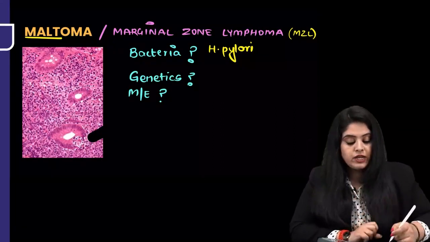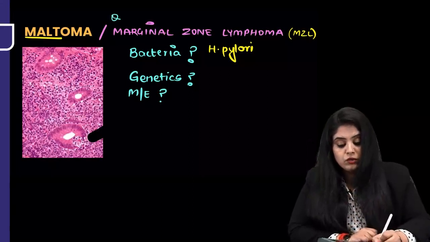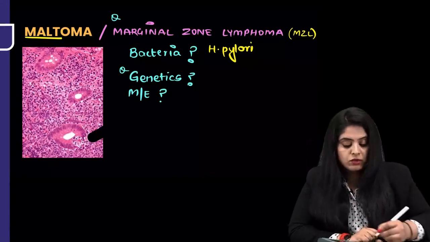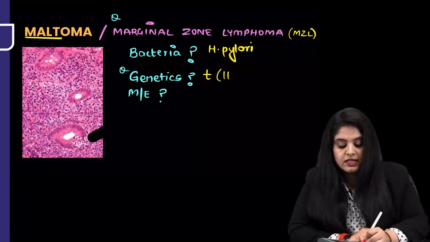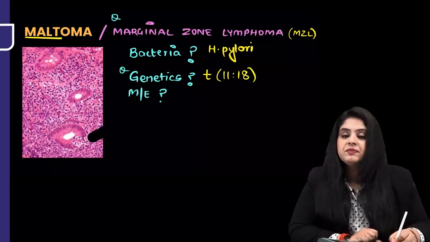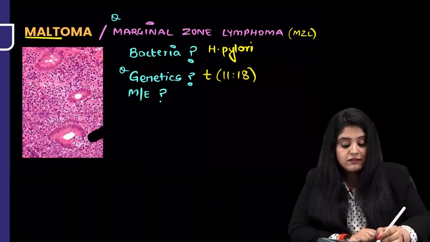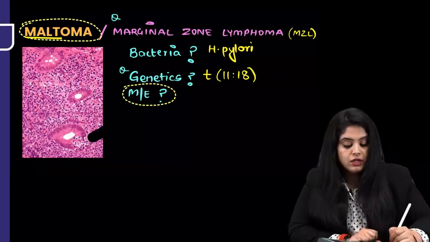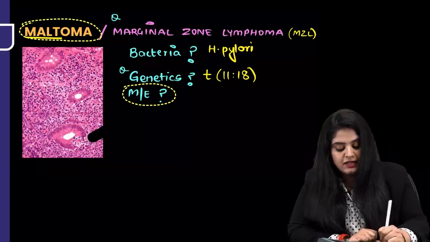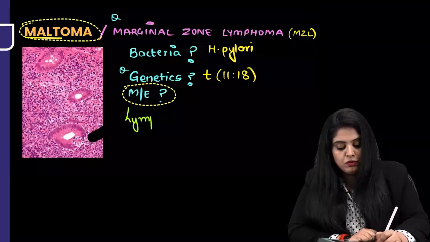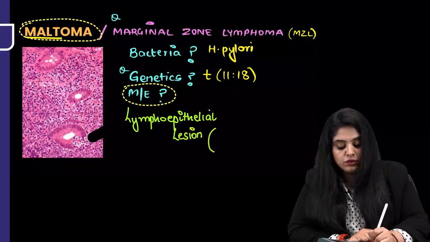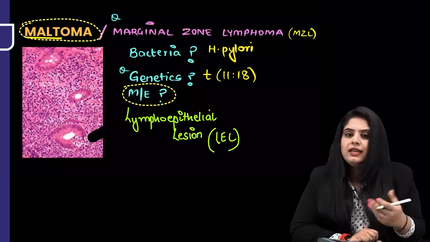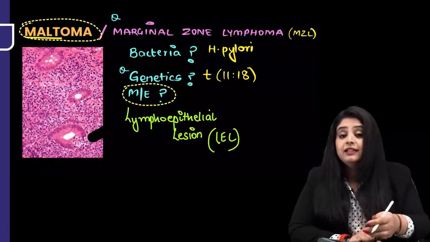Now talking about the genetics, the same question about marginal zone lymphoma I will ask you when we go over there also. Translocation 11 and 18 is what you see in MZL. But what I'm going to tell you, especially for the stomach over here, is that when maltoma occurs in the stomach, you see something known as the very famous lymphoepithelial lesions. When we say lymphoepithelial lesion, some students and authors also call it as LELs. They might ask you, LEL is seen in which lymphoma? LEL is seen in which tumor?